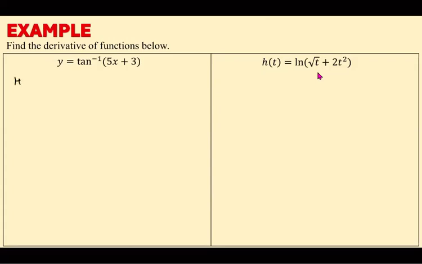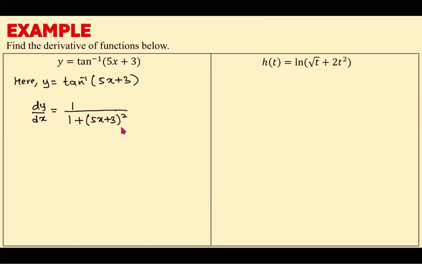Look at the first one. We have y equal to tangent inverse of 5x plus 3. So the derivative is dy over dx. In the chain rule, we first find the derivative of the outside function. The derivative of tangent inverse is 1 over 1 plus x squared. So we write 1 over 1 plus, in place of x, 5x plus 3, because in the chain rule we keep the inside function as it is when we differentiate the outside, and we multiply by the derivative of the inside. The derivative of 5x plus 3 is 5.